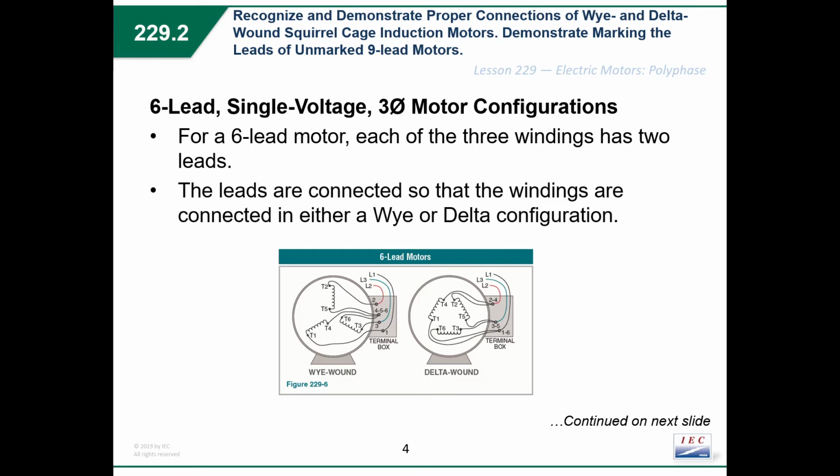The leads are connected, so the windings are connected in either a Y or delta configuration. A dead giveaway, if it's Y, you're going to have 3 motor leads coming together, all connected. That's that central point. If you have 2, 2, and 2, that should be a dead giveaway that we're just connecting the ends of this delta. So we have a delta connection.